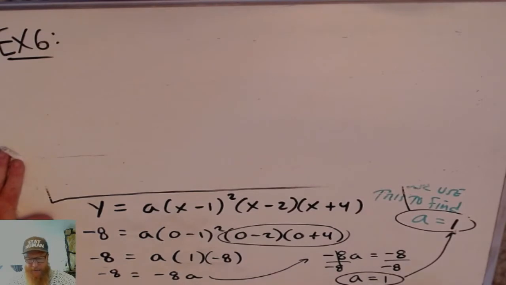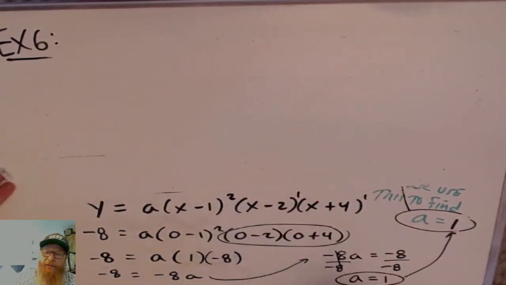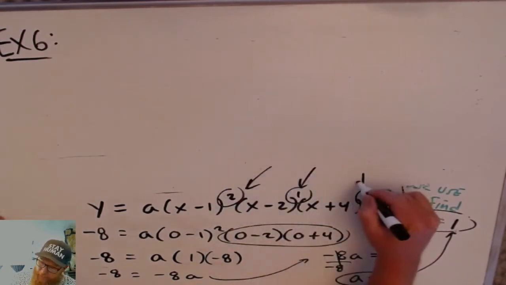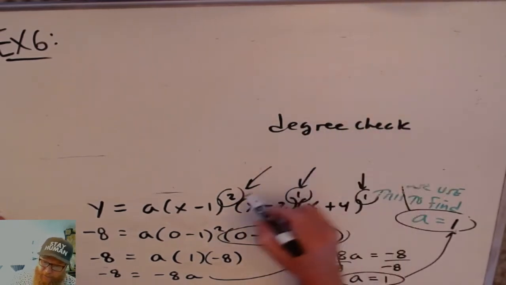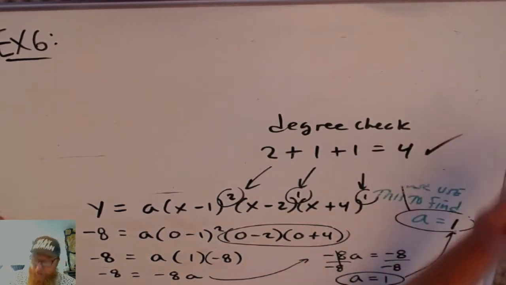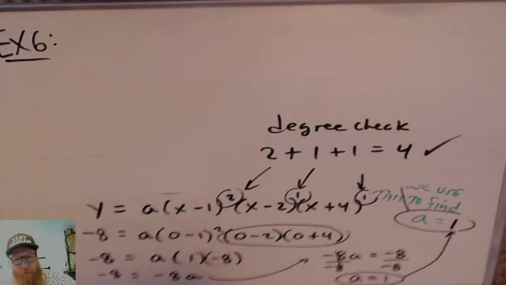Oh, did I check my answer? I'm really bad at checking. Look. Degree check. Add up all the powers. 2 plus 1 plus 1 equals 4. Check. Make sure that it's the right degree. The degree is, in fact, 4.